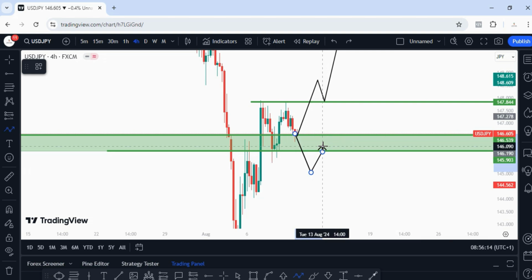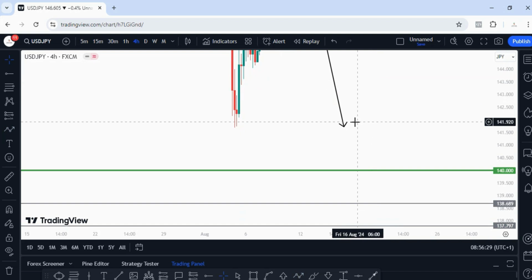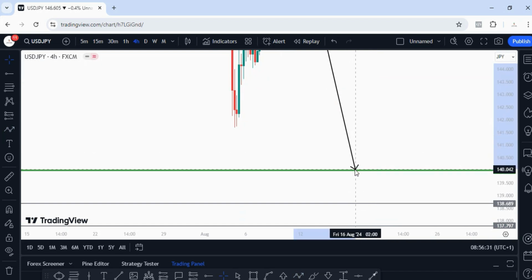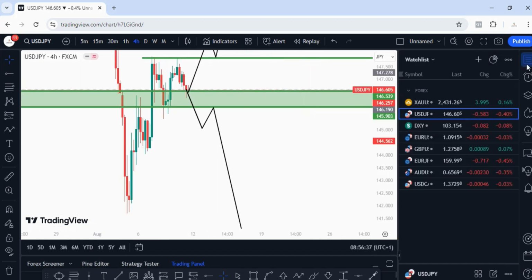Now you switch to a much lower time frame. From this 4-hour time frame, you need to switch to much lower time frames, like the 15 minutes or 30 minutes time frame. Catch an early entry, your stop loss above 146.539, and then we go for our swing move to our original bearish target that remains 140.000. So those are the bullish and bearish scenarios going into next week.